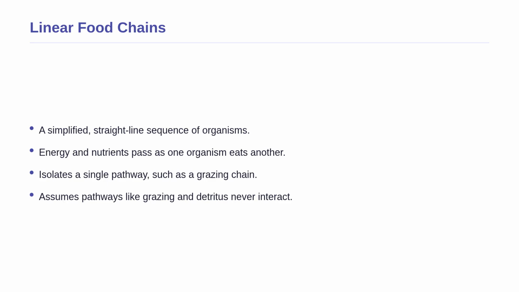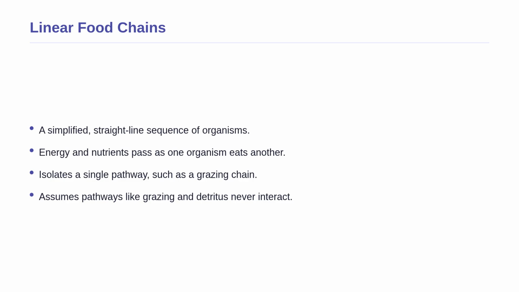Now that we have our factory analogy, let us formally define these pathways, starting with the linear food chain. A linear food chain is a simplified, straight-line sequence where energy and nutrients pass as one organism eats another. It typically isolates just one pathway.